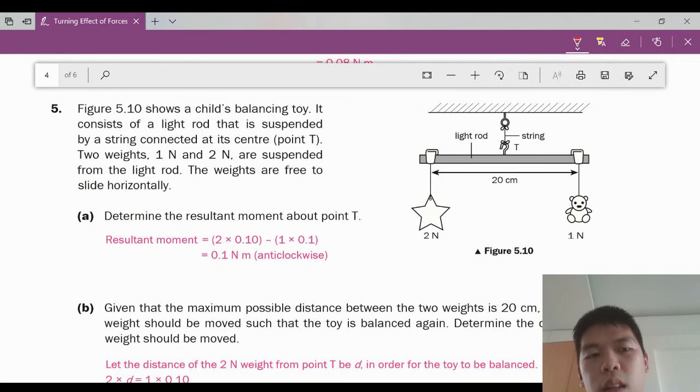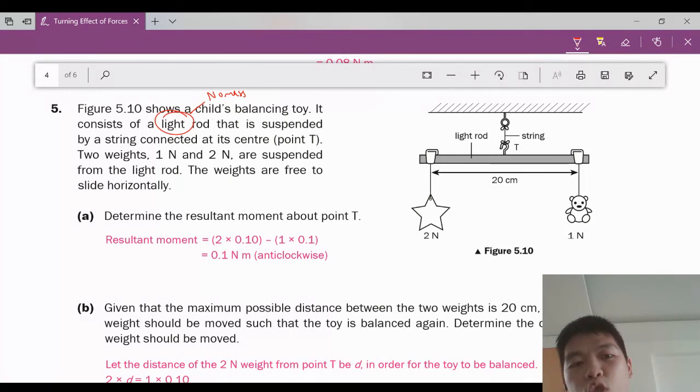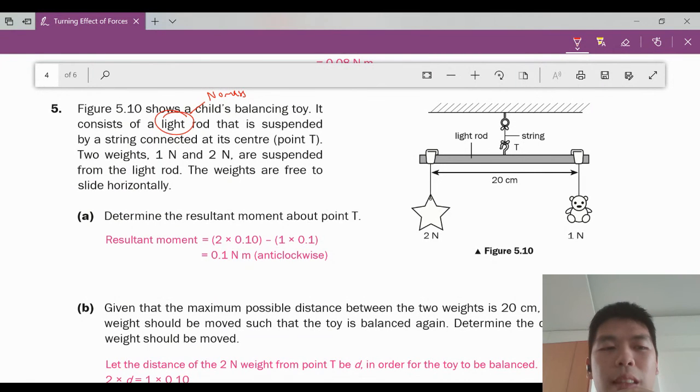Figure 5.10 shows a child balancing toy. It consists of a light rod that's suspended. Light means it is likely to be massless, no mass. Assume, so that we don't have to consider too many factors. Two weights, 1 Newton and 2 Newtons, are suspended from a light rod. The weights are free to slide horizontally.